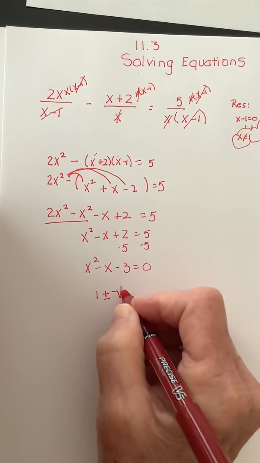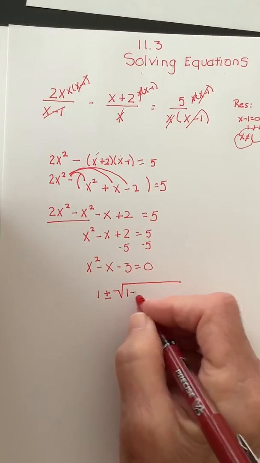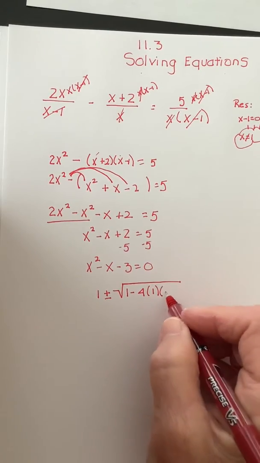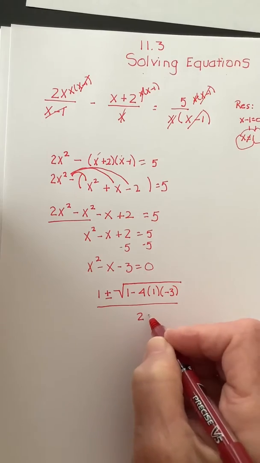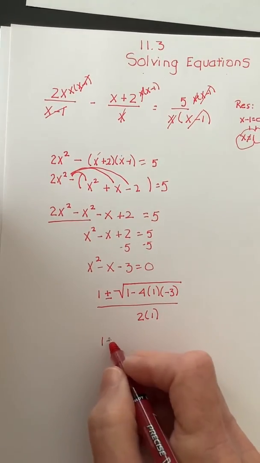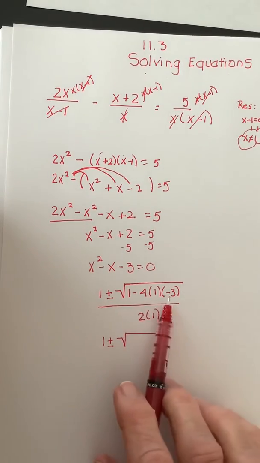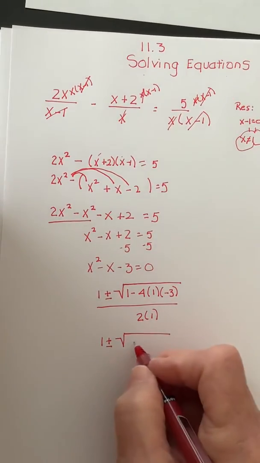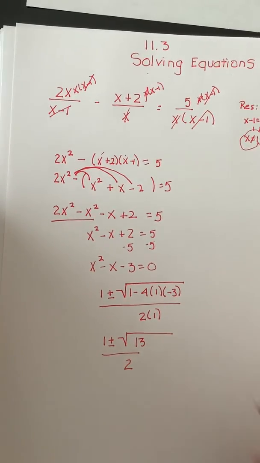Plus or minus the square root of b squared. Negative 1 squared is 1. Minus 4 times a. A is 1. C is negative 3. All over 2a, and a is still 1. So this is 1 plus or minus the square root of, I have 2 negatives make a positive, so 4 times 3 is 12, plus 1 is 13, over 2. So this is my answer.